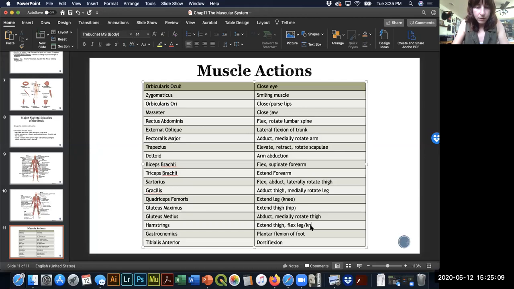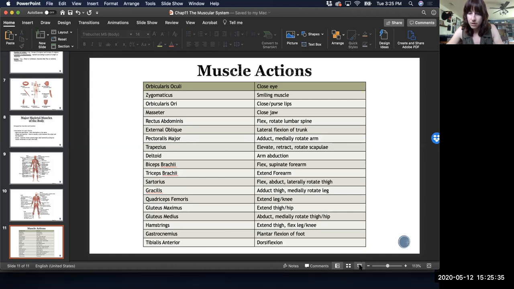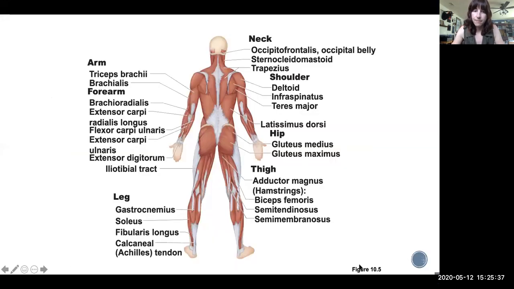So when it says to flex the leg, it's talking about the knee joint. I find that it's easier to refer to actions in terms of the joint that's involved. I hope that this is helpful for you too. It's just how it's helpful to me, so maybe it'll help somebody else too. Okay, so those are your hamstrings.